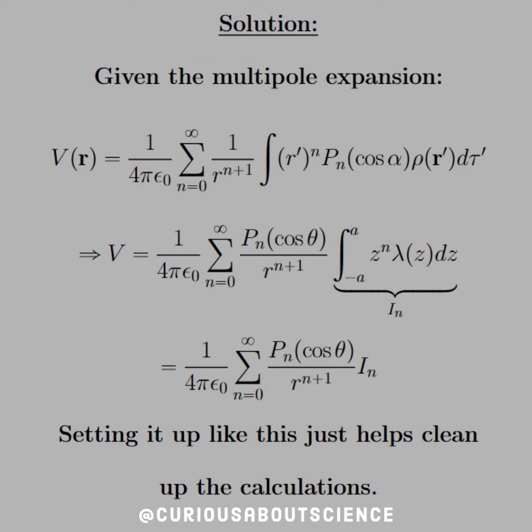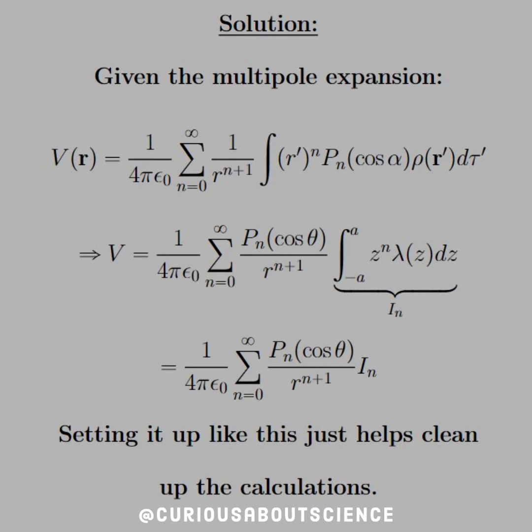Alright, so for our solution, let's consider the multipole expansion by its definition, where we have both the summation and the integral. Here for our situation, we note that r prime is just z, therefore Pn, the Legendre polynomial, is just a function of cosine theta. The charge distribution is just a line charge, no volume needed, therefore d tau is just dz.